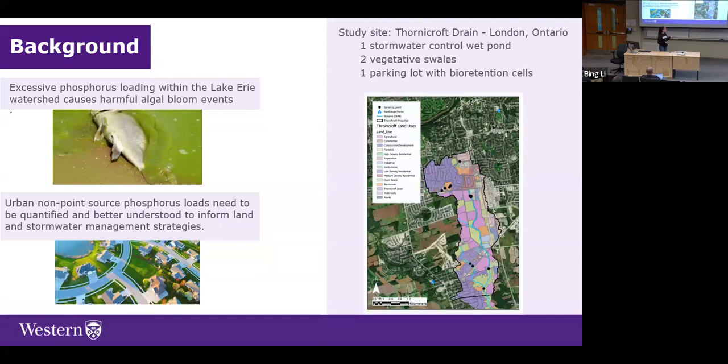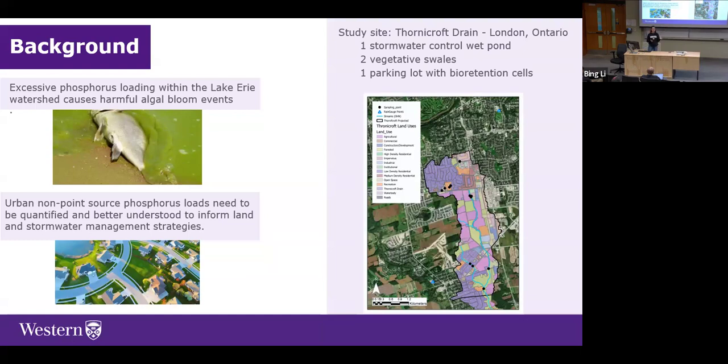I have a specific study site for which we have collected field data. A previous student did the field data collection for this. It's Thornycroft Drain in London, Ontario. It's approximately 6 square kilometers, and this map shows the variety of land uses it has.